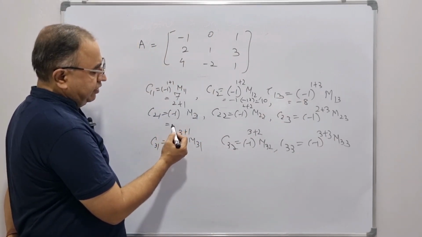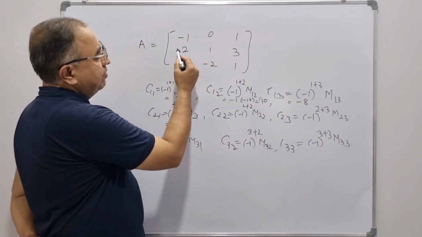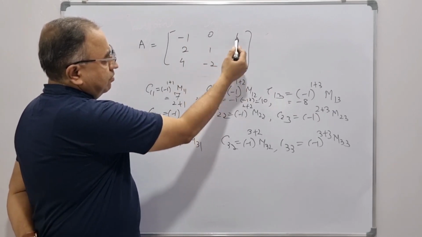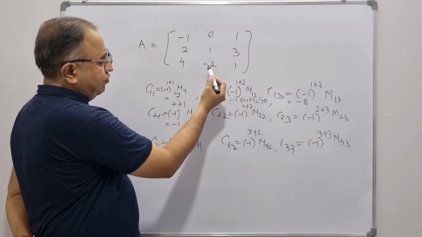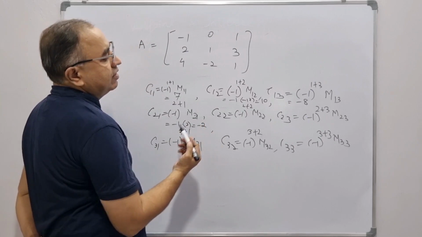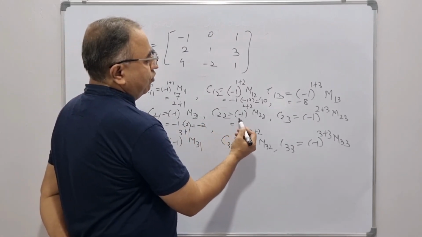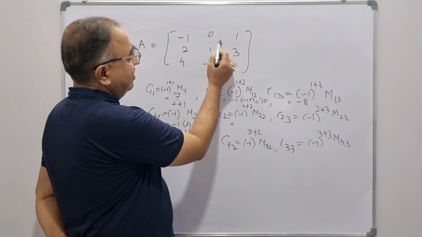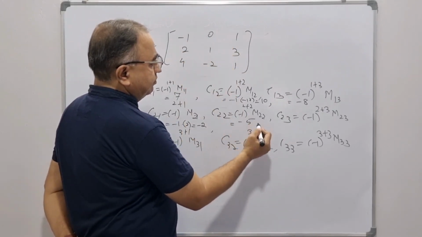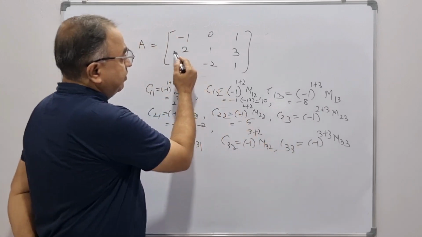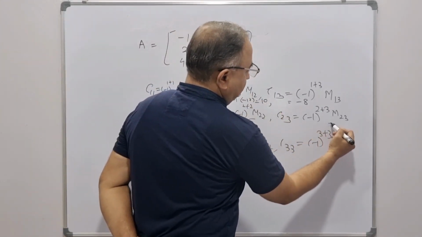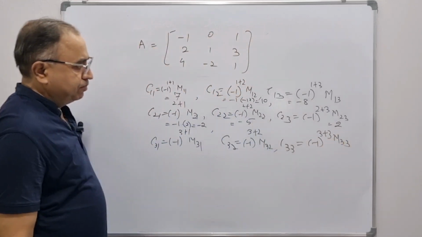C21 is negative. M21 means suppressing the second row and first column; the remaining 2 by 2 determinant is this product minus this product. 0 minus minus 2 is plus 2, so 2 into minus 1 makes it minus 2 finally. C22: minus 1 raised to the power 4 is plus 1. M22, suppressing the second row and second column, is minus 1 minus 4, which is minus 5.